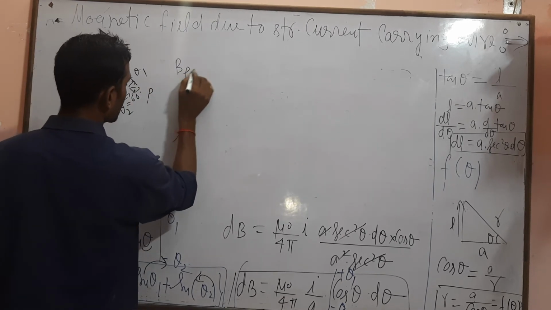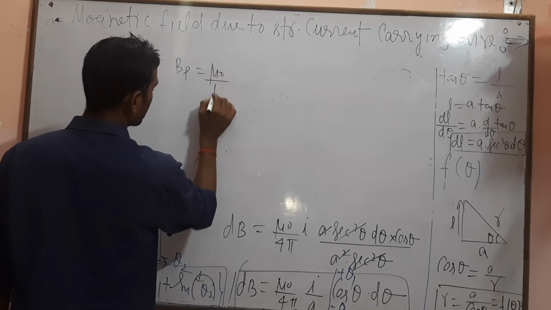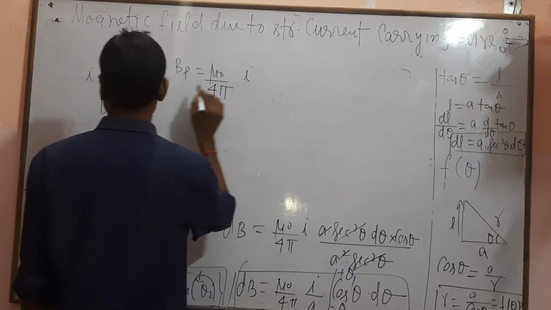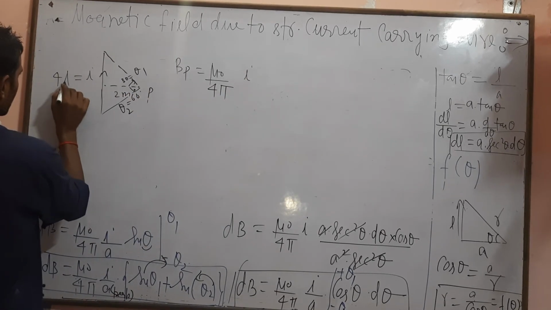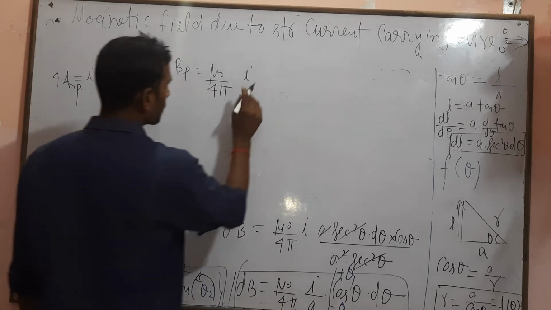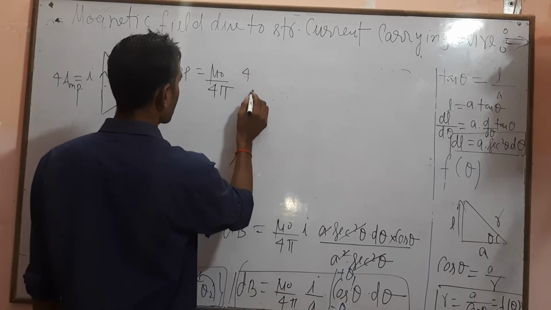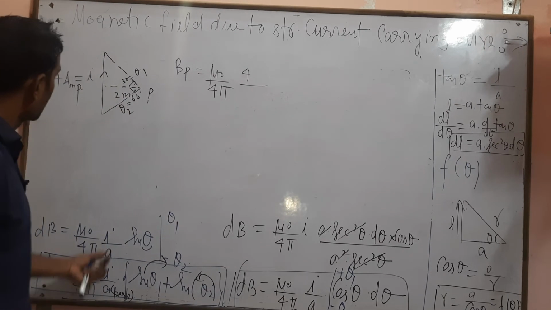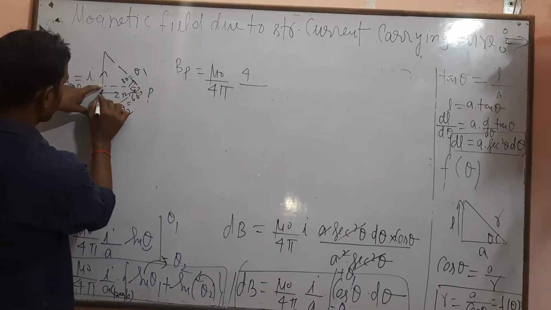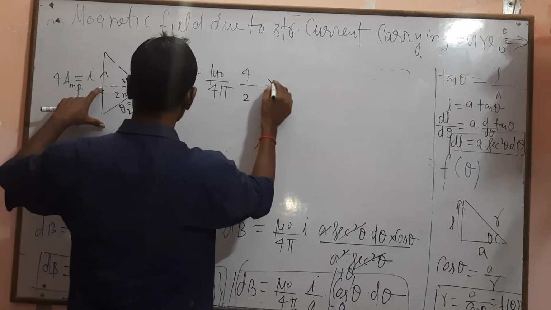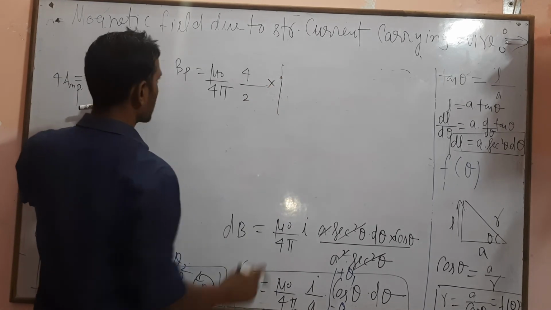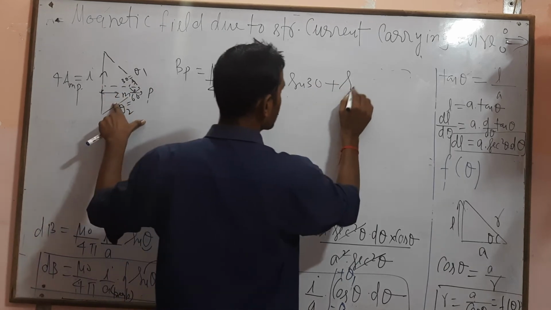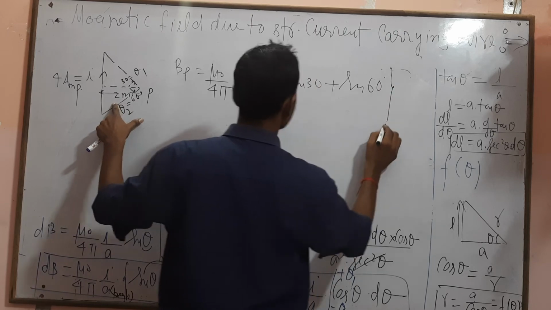So B at P equals mu naught by 4 pi, I, current I let us suppose 4 ampere, divided by a. I by a, a is the perpendicular distance. This is 2 meter as given, into sin theta 1, this is sin 30, plus sin theta 2, this is sin 60.